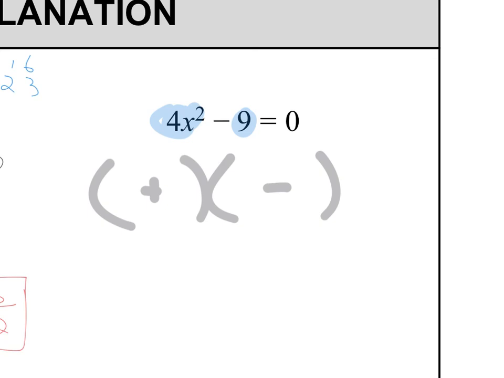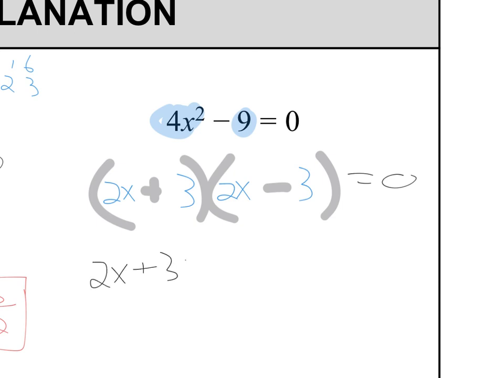Why am I writing with a highlighter right now? So 2x will go at the start of each one of these. The square root of 9 is a 3, so 3 would be in the second position here. And all of that is equal to 0. So we factored it out. Factoring is the hard part. Now we've got two small equations to solve.